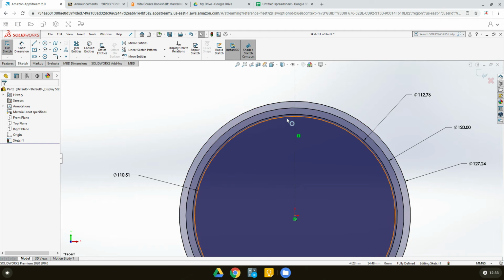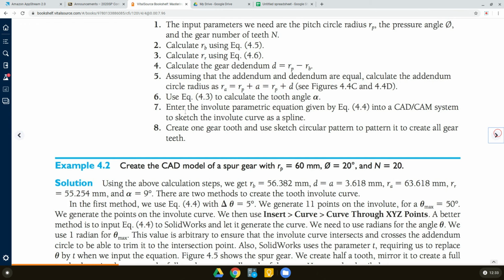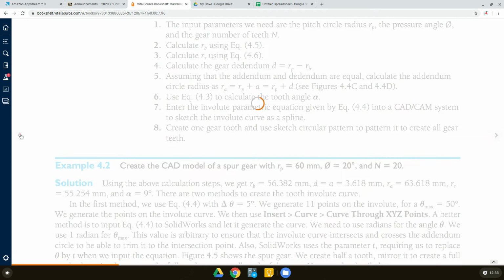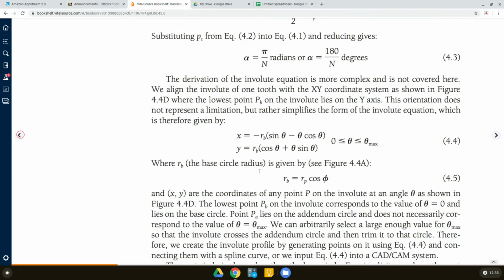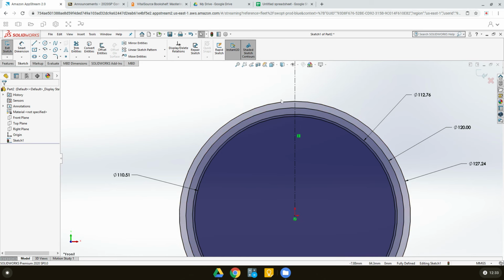So now to get that involute profile, here enter the involute parametric equation given by equation 4.4 into CAD/CAM system. So we need to really use the equation driven curve. So what are the equations? They are given here. Basically we need to create, so going back to SolidWorks here, we need to create bunch of points that will lie on the involute profile, and then we can pass a spline passing through those points.